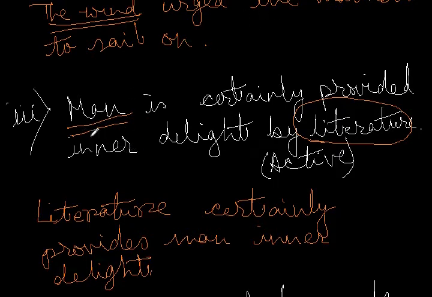Now you will see that in sentence number 3, man was the subject, and man was being provided inner delight by literature. Now in this sentence, literature itself does something. Literature provides man with inner delight. So the verb is such that the subject itself does something. Yes, this verb is again in active voice.